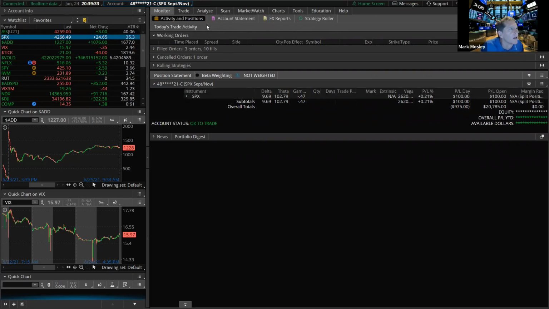Zoom has this little header that is hiding some of my buttons. All right, well, anyway.